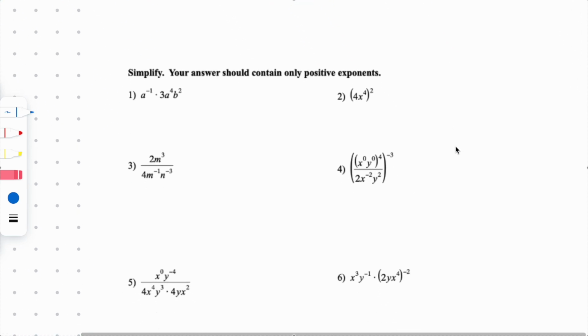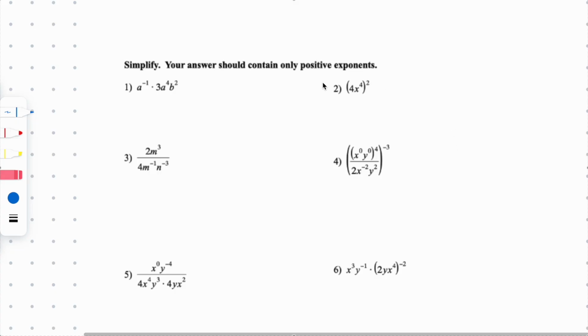Okay, so now let's work through some of these. Here we have a to the negative 1st times 3a to the 4th times b squared. We're multiplying two exponential terms with the same base a, so we just add those exponents. What's negative 1 plus 4? That's going to be 3. So we have 3a to the 3rd, b squared. Nothing else we need to do.